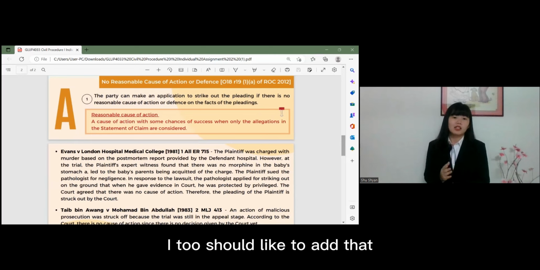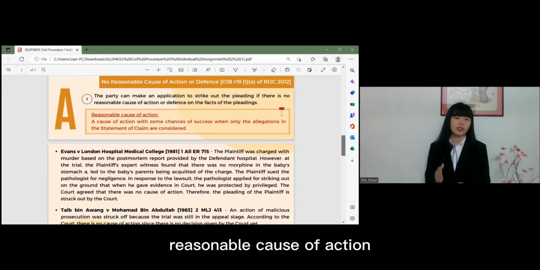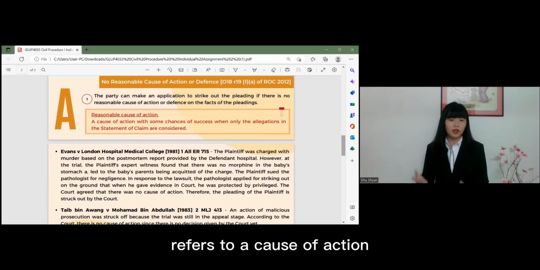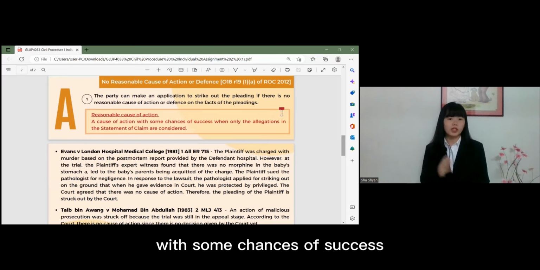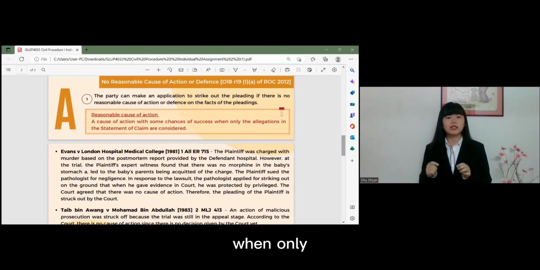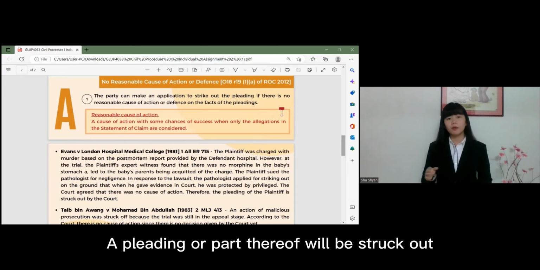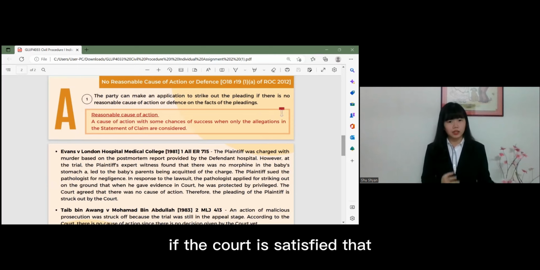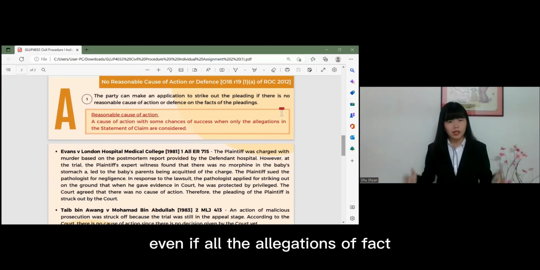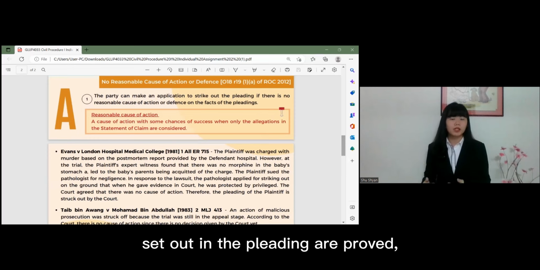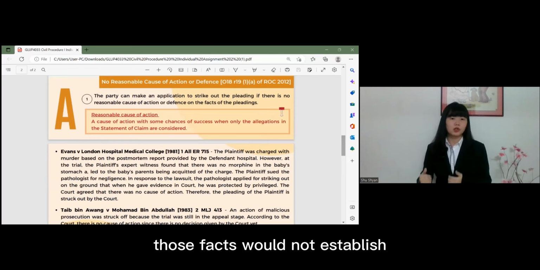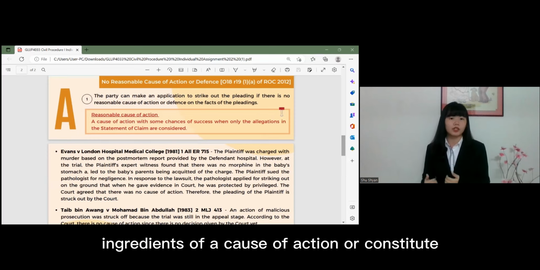I too should like to add that reasonable cause of action refers to a cause of action with some chances of success when only the allegations in the statement of claim are considered. A pleading or part thereof will be struck out if the court is satisfied that even if all the allegations of fact set out in the pleading are proved, those facts do not establish the essential ingredients of a cause of action or constitute a defense.